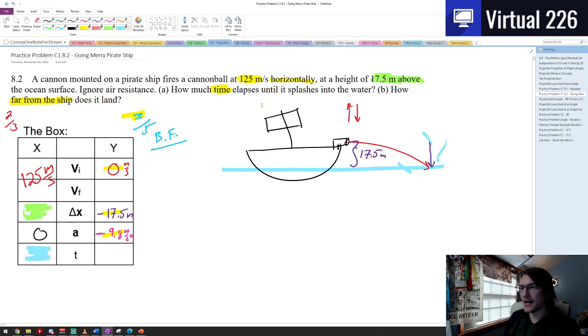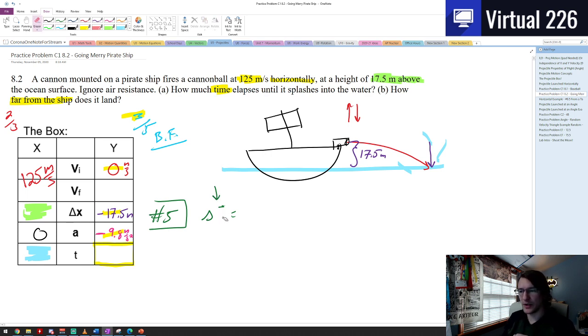If we want to find time here, we've got these 3 things. We want to find time. This is actually going to be very similar to our baseball problem we just did. If we go to our best friend, we could quickly see equation number 5 is what we want, which is delta x equals, and when I say delta x here, I just mean displacement.